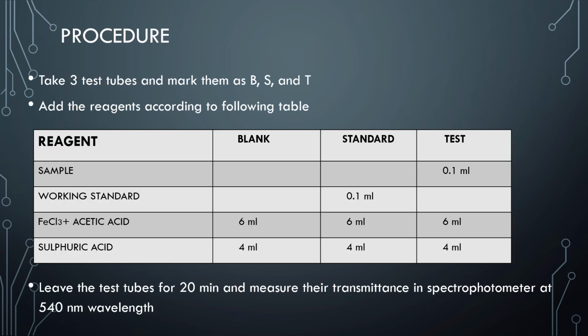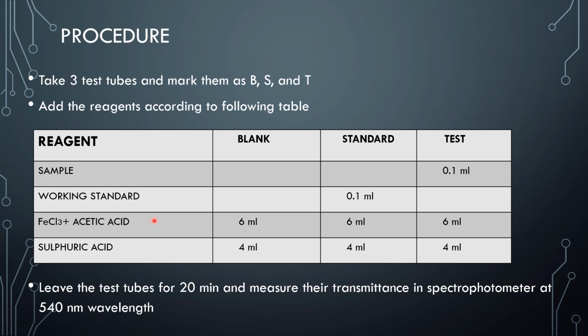So students, after the preparation of sample and standard, we will perform the procedure. For this, we will take 3 test tubes and mark them as B, S and T. B stands for blank, S for standard and T for test. First of all, we will take the sample, and for this we will take 0.1 ml quantity and add that to the test tube which is marked as test. Then we will take the working standard, the standard for which we know the quantity and the concentration. So for this we will take 0.1 ml and add it to the test tube which is marked as standard.